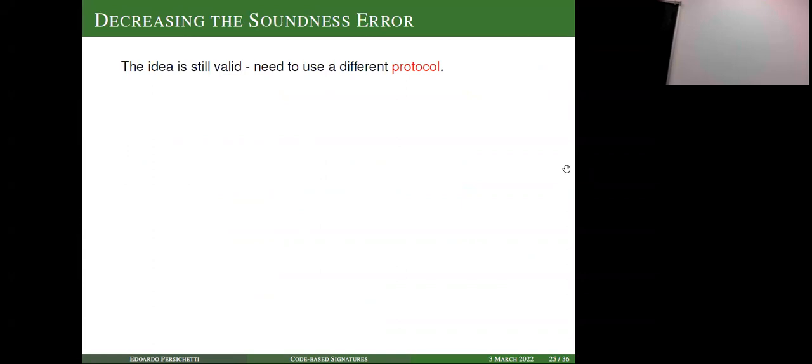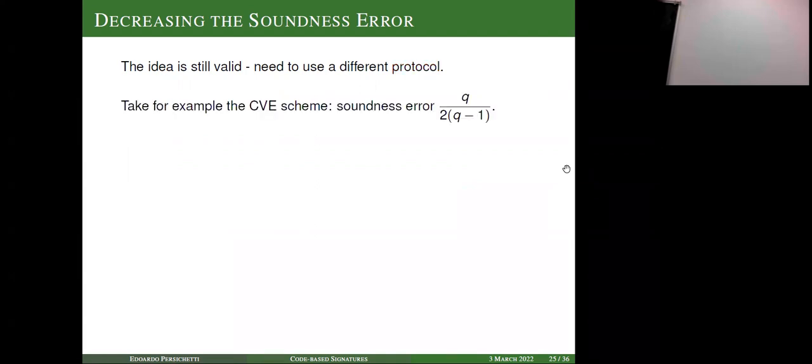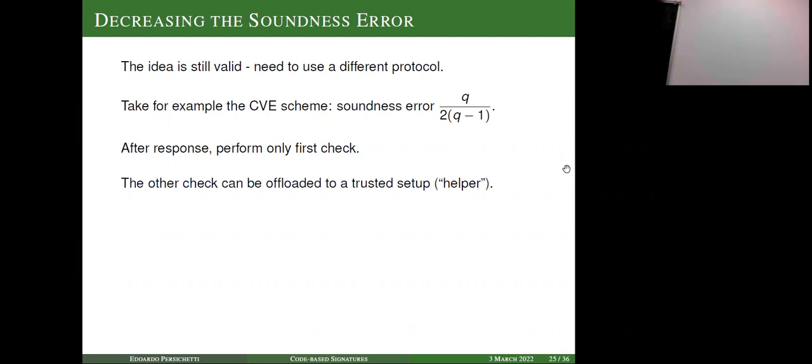The idea is still valid, though, to use a protocol with high soundness. We just need a different one. And so if we take the CVE scheme, I mean, this was my idea, the soundness error is, as I said, about 1/2, right? But imagine that after the response, I only perform the first check, not the check on the weight. The check on the weight, in fact, I can offload to this mythical entity called the helper. So imagine that there's some guy that checks that the weight is correct.